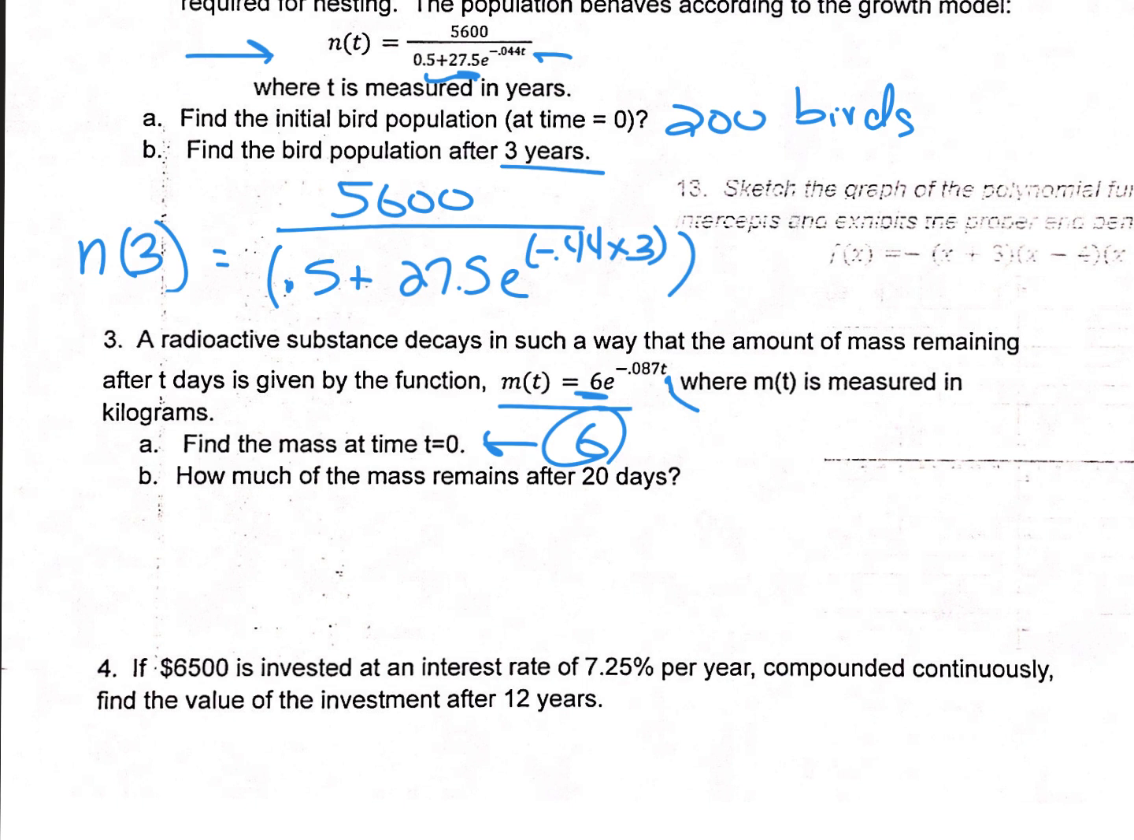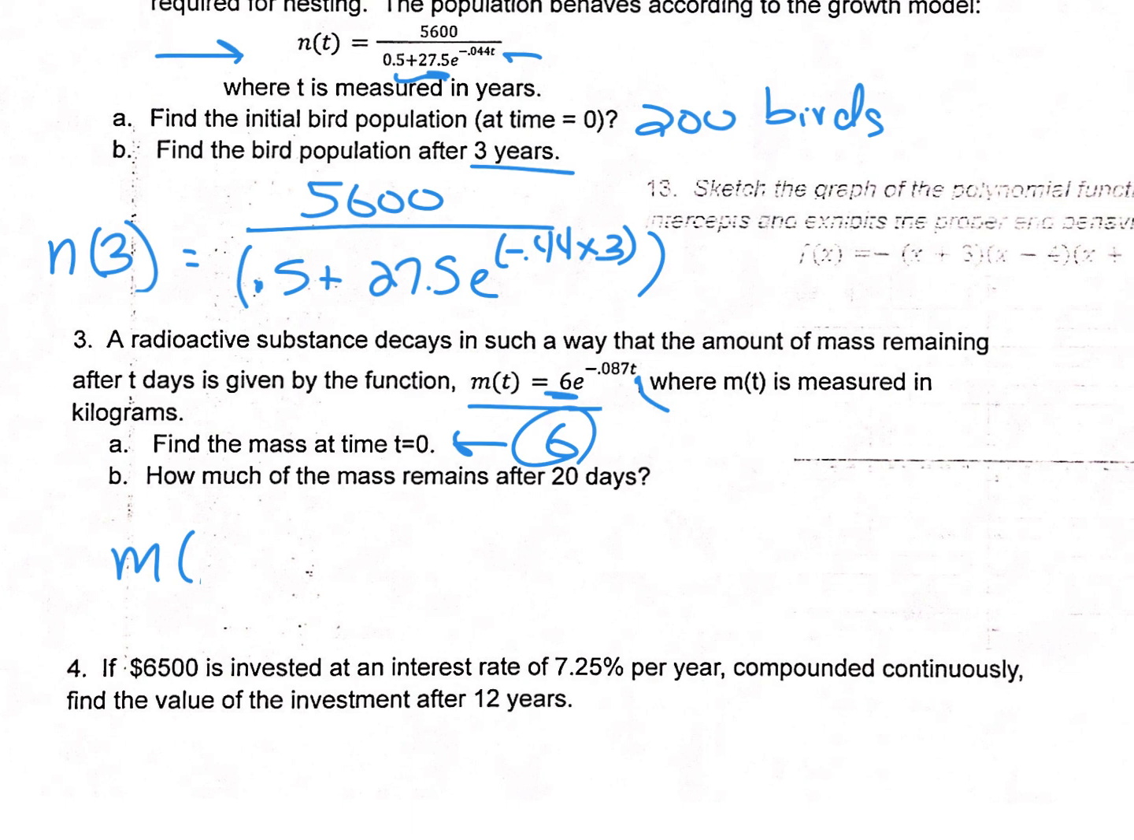It says how much remains after 20 days. So we'll do M of 20. Come on now. Come on, iPad. M of 20 equals 6 times e. And in my calculator, if I had it, I'd punch in -0.07 times 20 as my exponent, just like that. And whatever it equals is how much is left after 20 days. I'm sorry again, forgot my calculator.